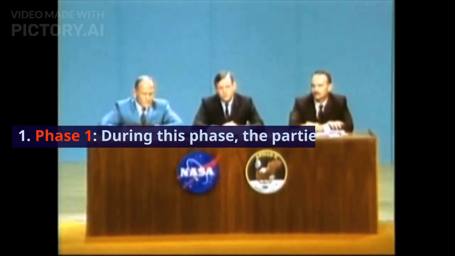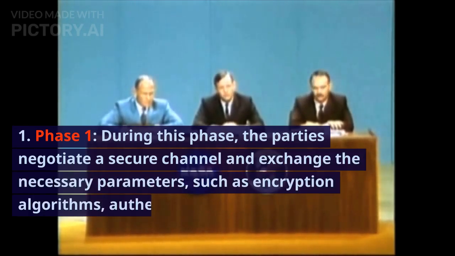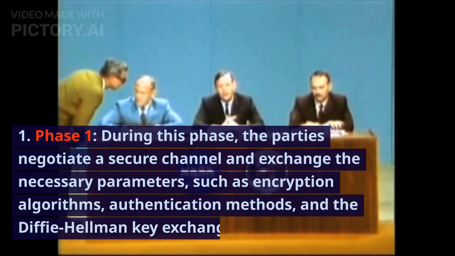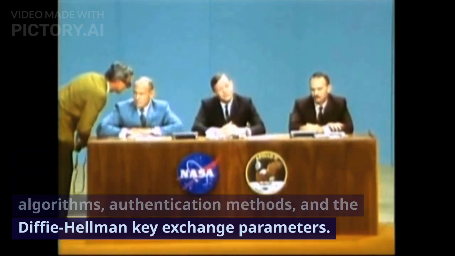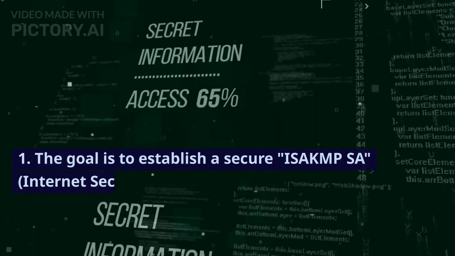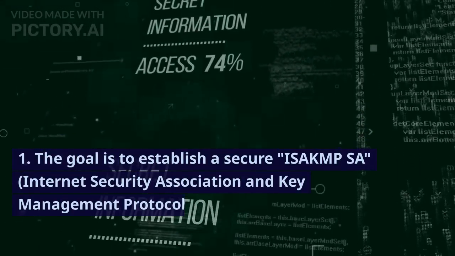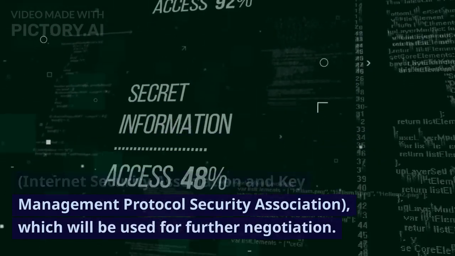1. Phase 1. During this phase, the parties negotiate a secure channel and exchange the necessary parameters, such as encryption algorithms, authentication methods, and the Diffie-Hellman key exchange parameters. The goal is to establish a secure ISAKMP SA, Internet Security Association and Key Management Protocol Security Association, which will be used for further negotiation.